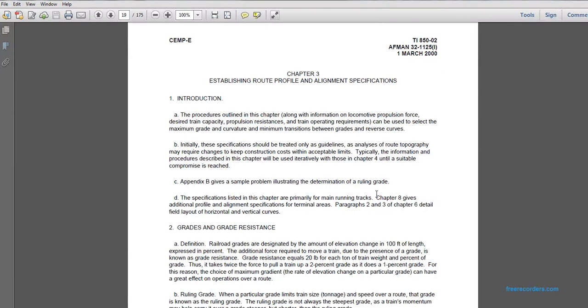TI 850-02, U.S. Army Corps of Engineers, Railroad Track Rehabilitation and Design, AFMAN 32-1125, 1 March 2000. Chapter 3, Establishing Route, Profile and Alignment Specifications.